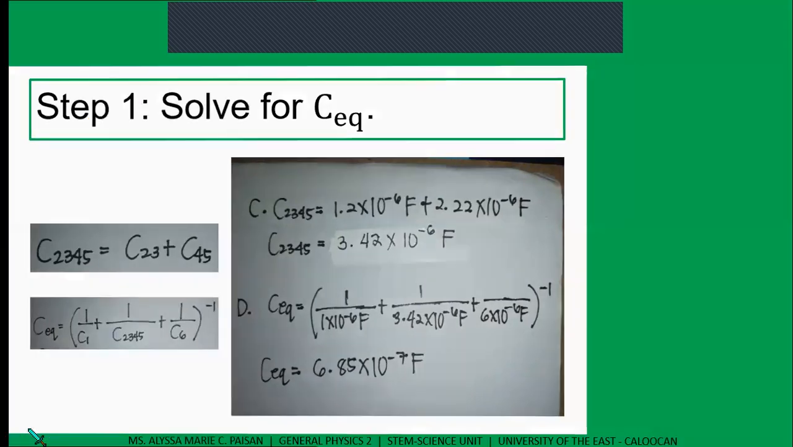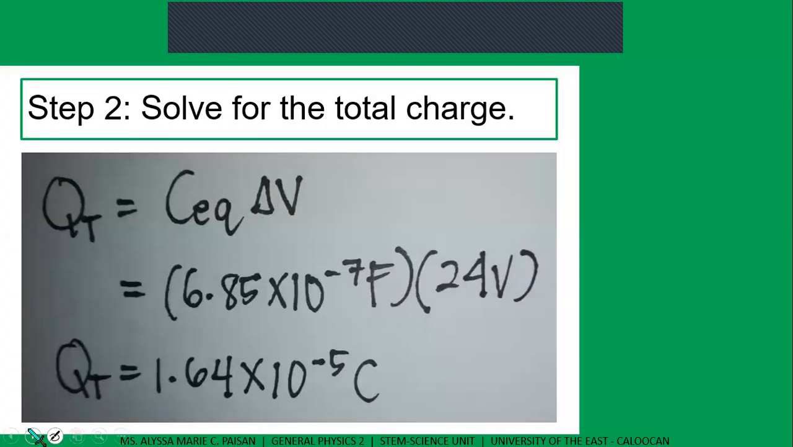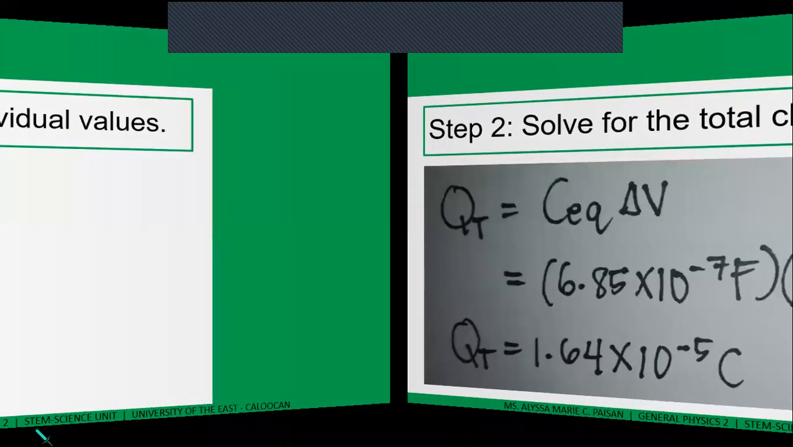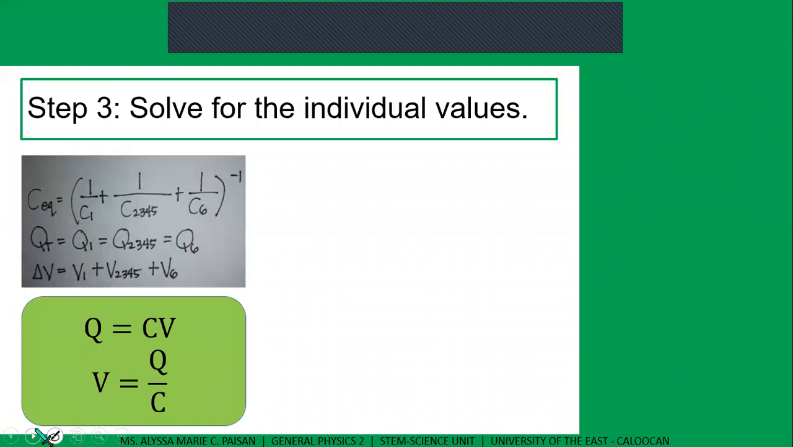Now, let's proceed to step number 2, which is solve for the total charge. And since nakuha na nga natin kanina yung equivalent capacitance, tapos given naman yung total voltage na 24 volts, we just substitute and we get the Q total as 1.64 times 10 raised to negative 5 coulomb. So, let's proceed to step number 3.